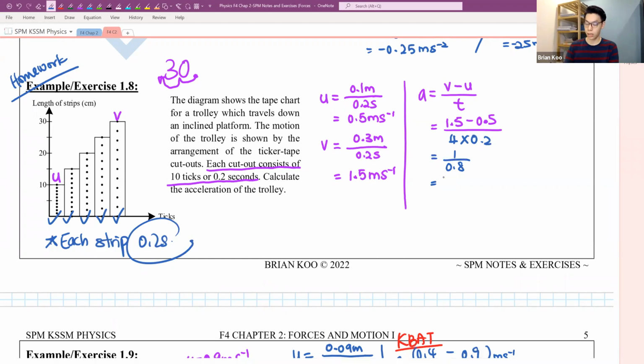Calculator. So that would be 1 point something. 1.25 meter per second squared.